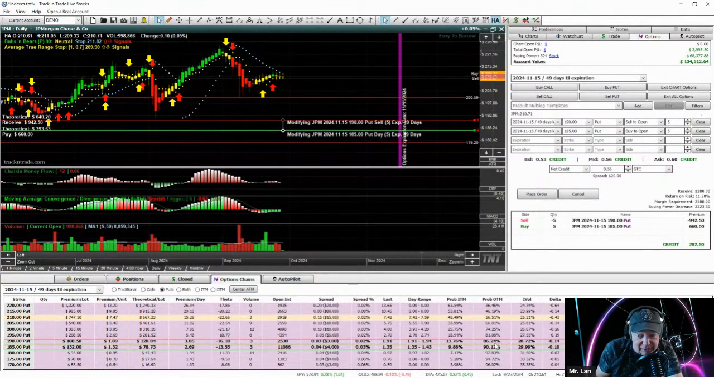But look at the probabilities. The probabilities are 86% that you're going to get this thing paid off at your 11%. You're going to get your $280. 86% chance this thing's going to make you money.